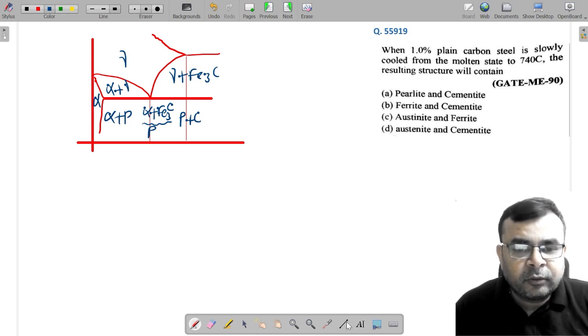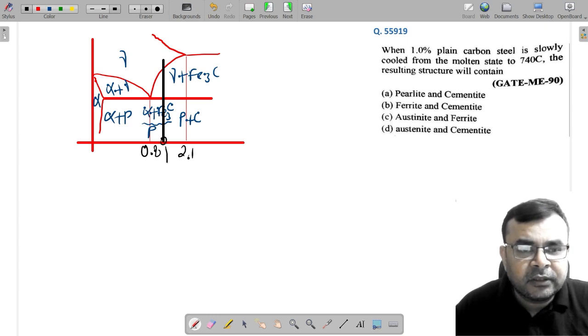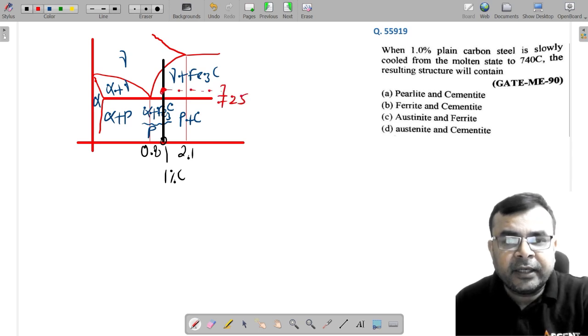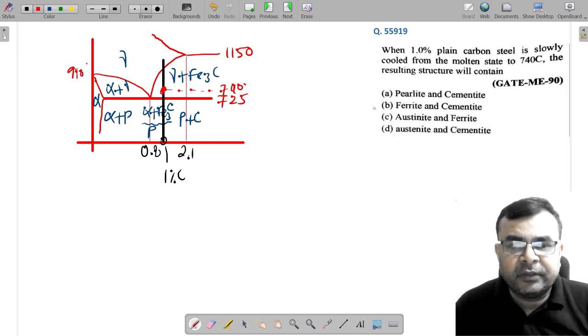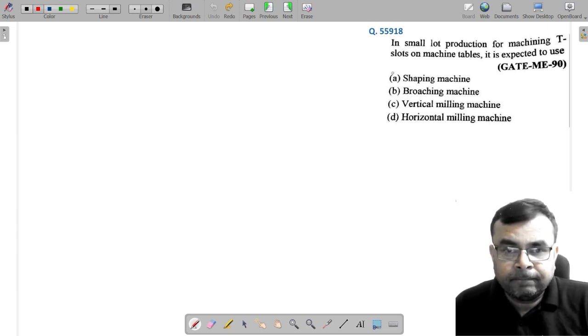So yes, your point lies somewhere here. Is it clear? Because this is 0.8% carbon, this is 2.1% carbon. Let's suppose this is 1% carbon. This is 725. So can I say this is 740 degree centigrade? This is 1150. This is 910. So at this point we have gamma plus Fe3C, that is austenite plus cementite. So option D is the right choice. In a small lot production for machining, each slot on a machining table is expected to use vertical milling.